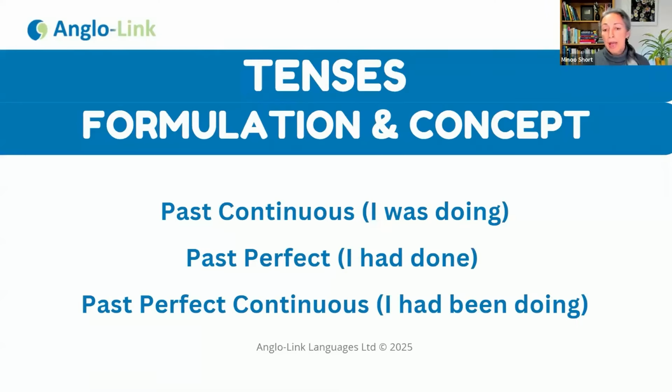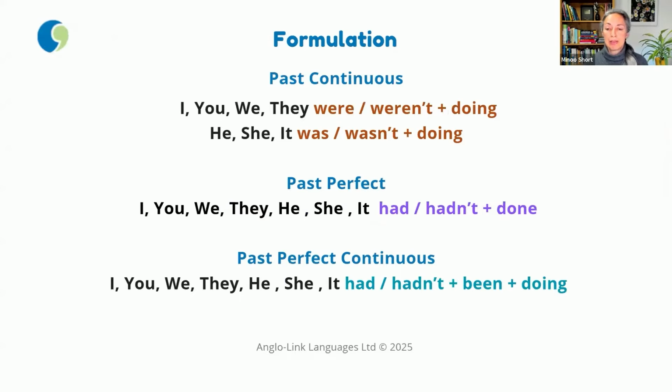Let me share my screen and take you through the slides. So today we're going to look at past continuous, I was doing, past perfect, I had done, and past perfect continuous, I had been doing. Let's have a quick look at formulation of these three tenses.